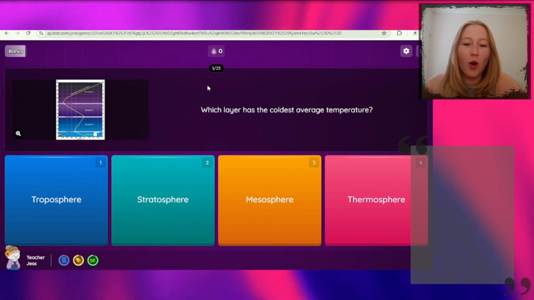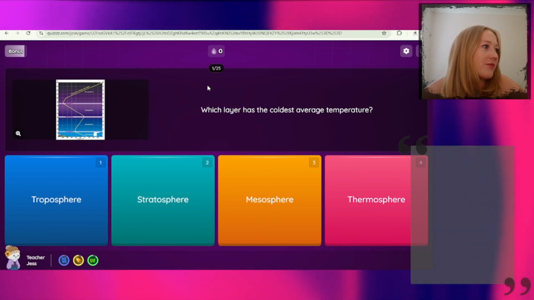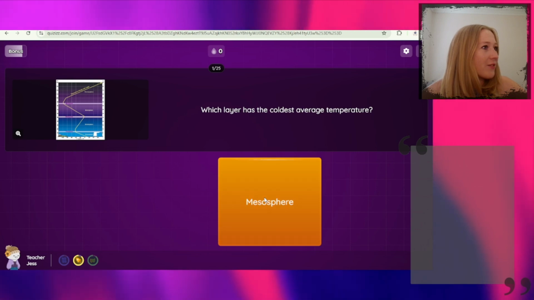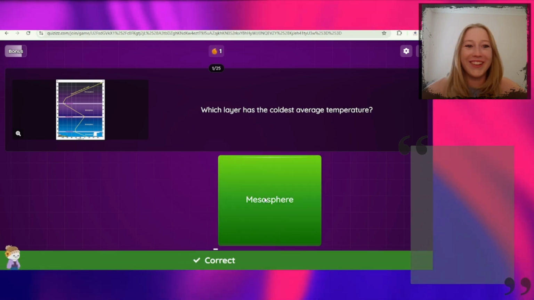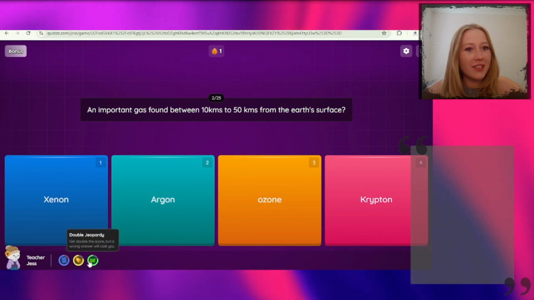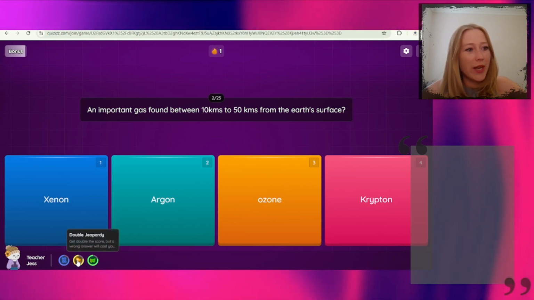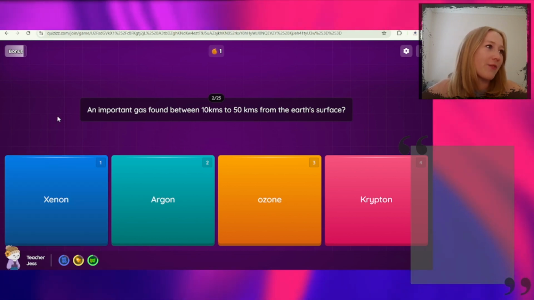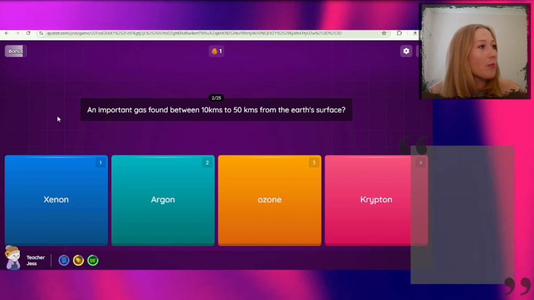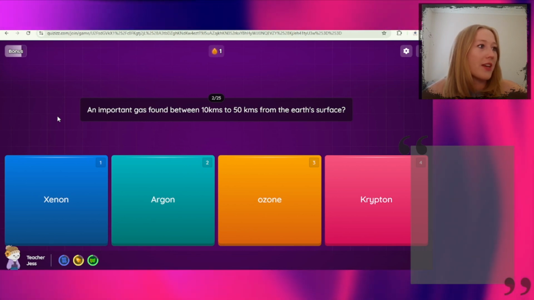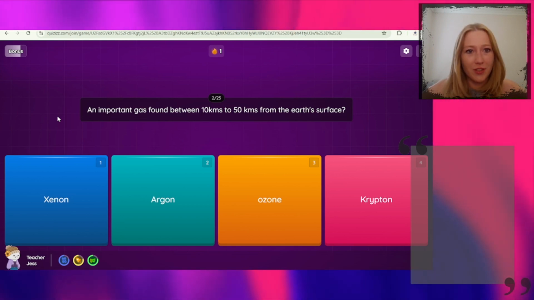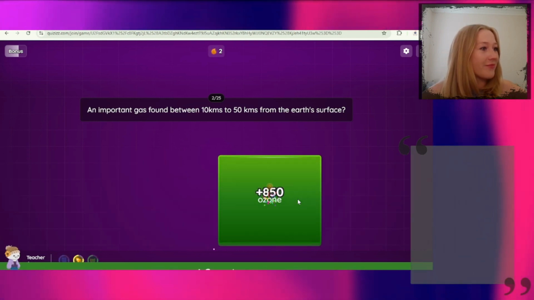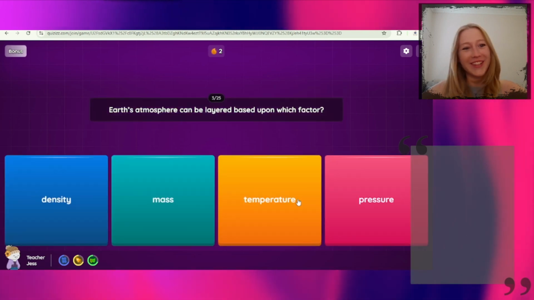Which layer has the coldest average temperature? I'm going to say mesosphere. That feels like it's the right one. Yes, okay. I've also got these little power-up buttons over here that should give me extra points, but it's more fun when you're actually playing against someone. An important gas found between 10 kilometers to 50 kilometers from the Earth's surface. Yeah, that has to be ozone, because that range is in the stratosphere, and the stratosphere has the ozone layer. Yay! We learned a thing.